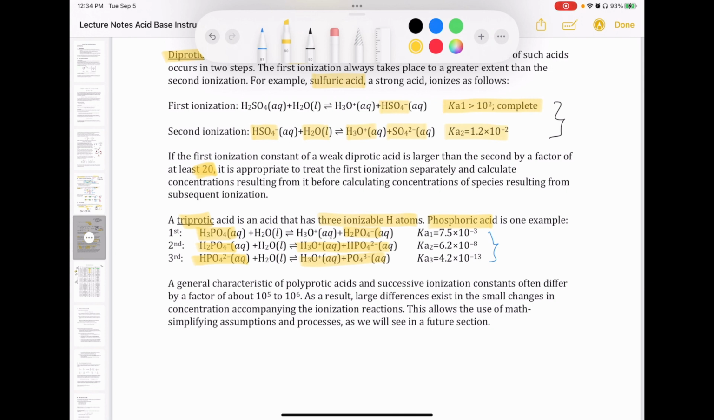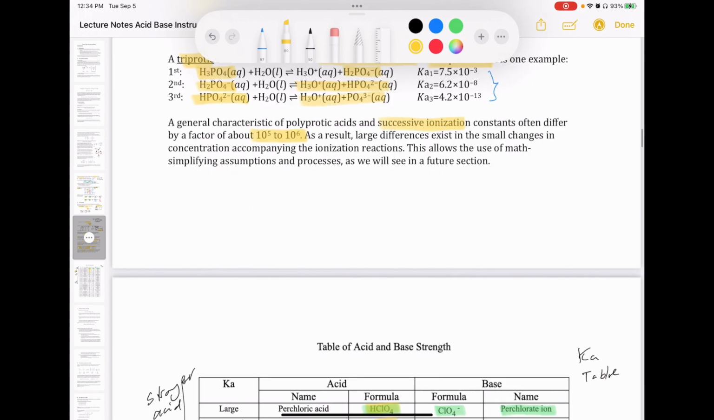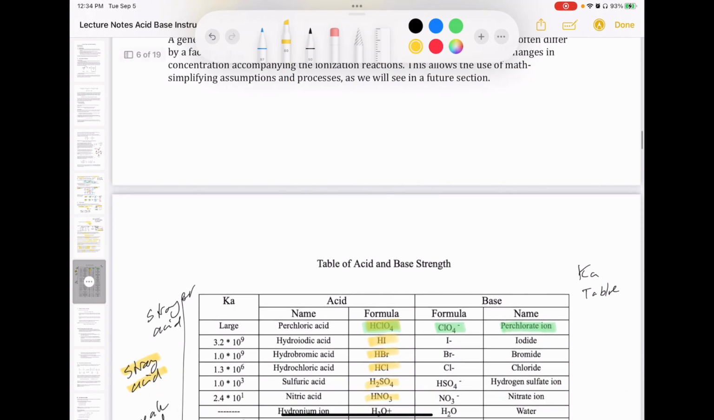In fact, it's not uncommon that successive ionization Ka values differ by a factor of 100,000 to a million. That's kind of what you see there, right? So the first one is 10 to the minus 3, the second one is 10 to the minus 8, so that's about 100,000. This actually is really helpful in some calculations later on because we can simplify our calculation.